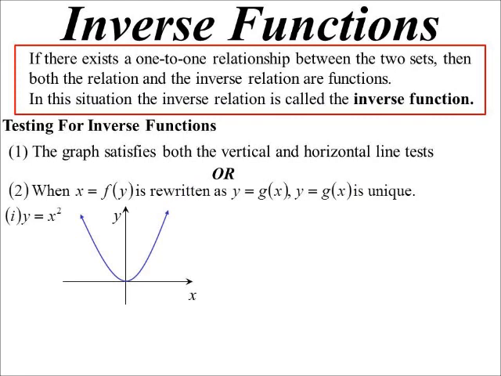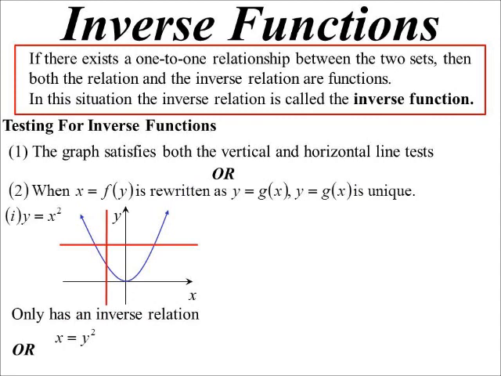So there's our parabola y equals x squared. Yes, it satisfies the vertical line test, so it is a function, but no, it doesn't satisfy the horizontal line test. So it will have an inverse relation, not an inverse function. x equals y squared. I end up with y equals plus or minus root x. So no, it's not unique, so it can't be an inverse function.